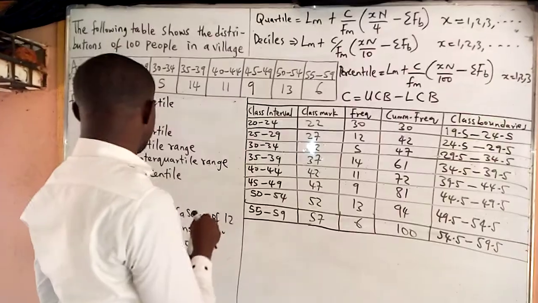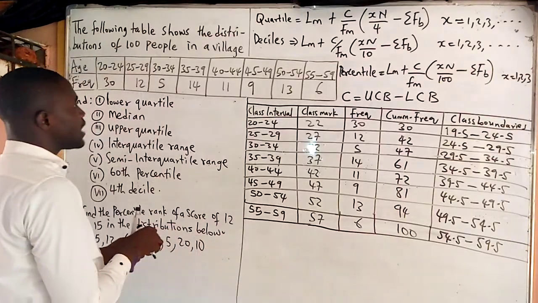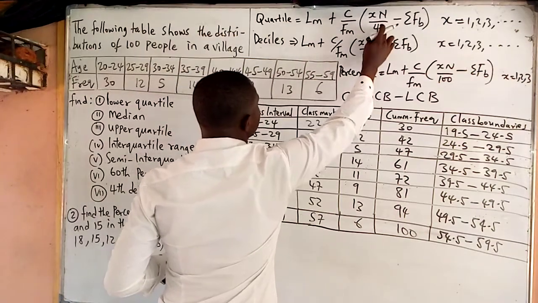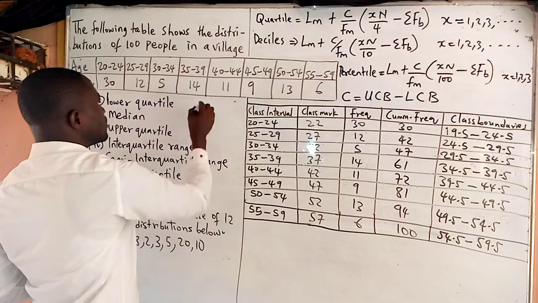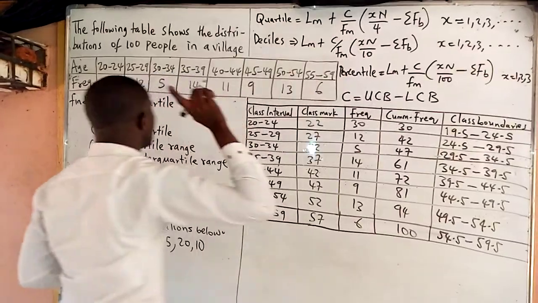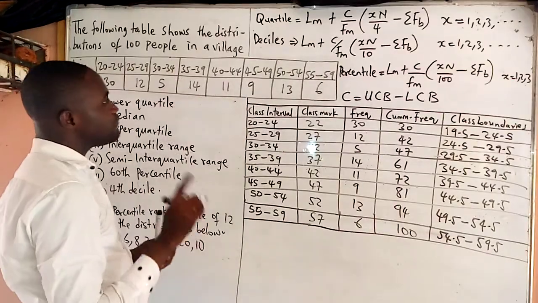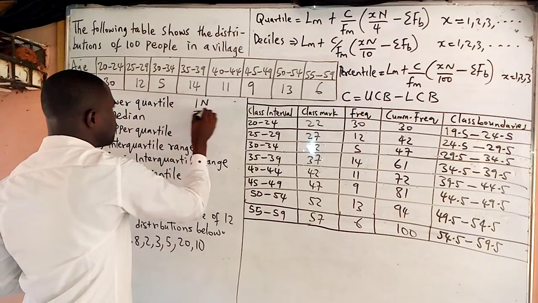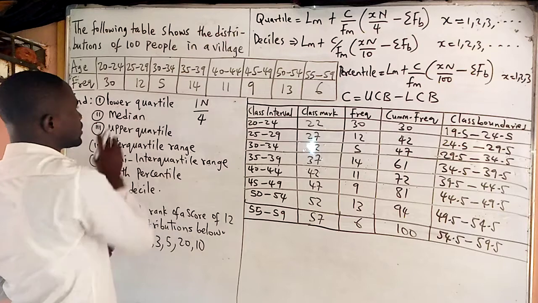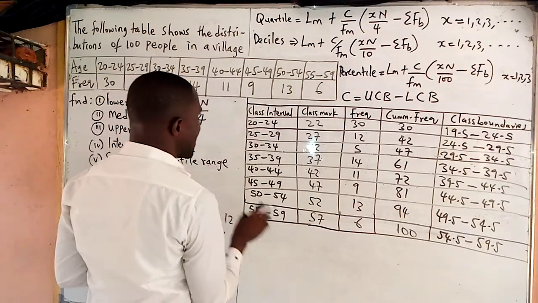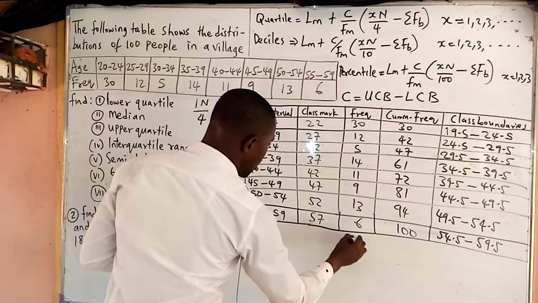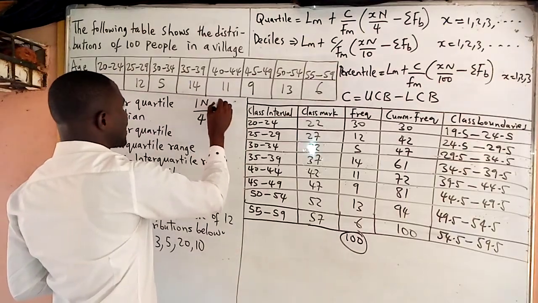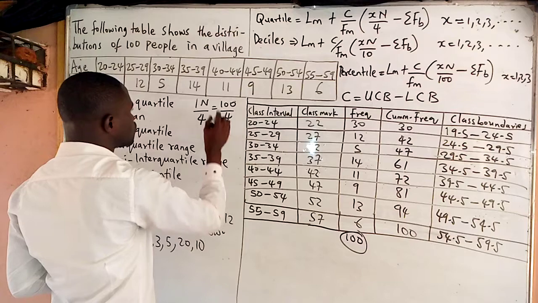Get your lower quartile. I will now tell them that my lower quartile has xN over 4. Lower quartile means that the value of x should be 1, because we said that the first quartile is called the lower quartile. We say 1N over 4. This is my lower quartile. Now, what is my N? Total number of frequency, 100. Okay, that is 1 times 100, 100 all over 4, 25.